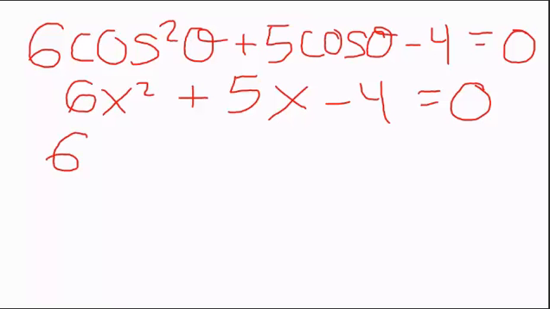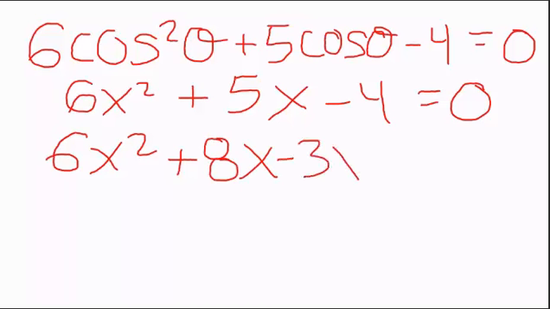The next step is to rename the middle term with two terms. So in this case, it will be 6x squared plus 8x minus 3x minus 4 equals 0. Then we're going to split the entire equation in half and take out the greatest common factor on each side.